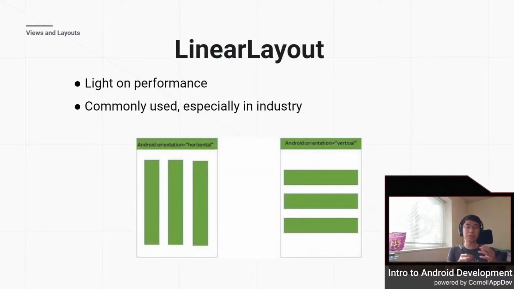View groups. So these are ways to group your views. The most lightweight is called the LinearLayout. It's the most simple, really light on performance, commonly used in industry. It's either horizontal or vertical. A horizontal one can put multiple things next to each other, and a vertical one will put them above each other. Extremely lightweight, extremely quick, but not much customization.